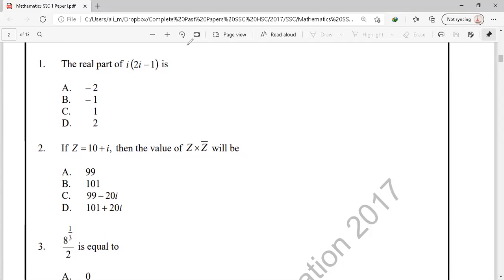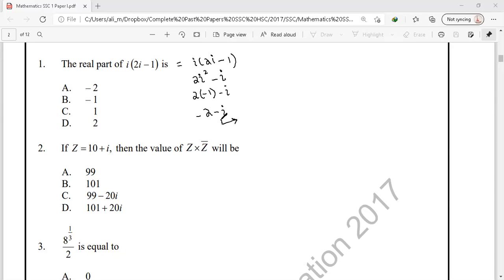So this is our question number 1, and in this question we have to find the real part of this complex number. So let's solve this complex number: iota into 2 iota minus 1. So iota will be multiplied by 2 iota, that will become 2 iota square, minus iota multiplied by 1 is iota. So we know that iota square is equal to minus 1. So the complex number will become minus 2 minus iota.